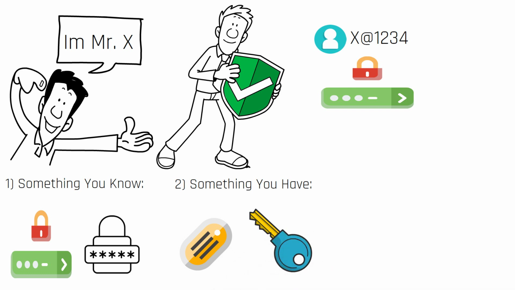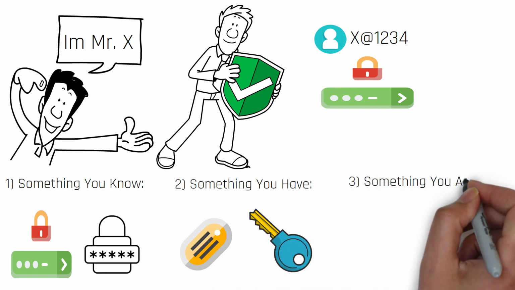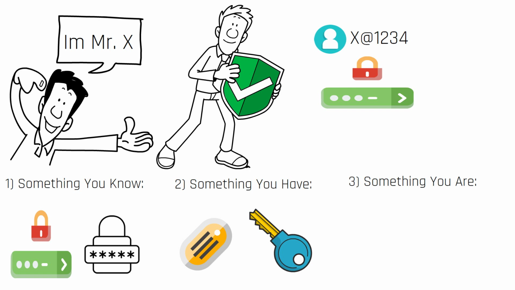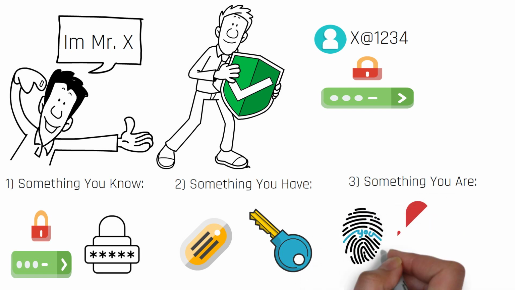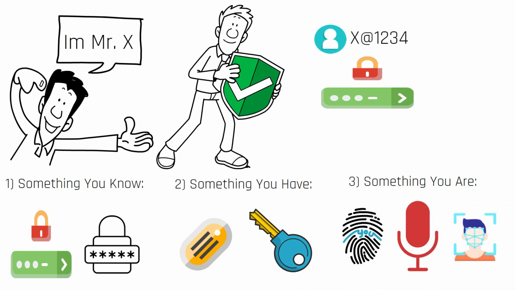The third one is something you are. Example, the biometric features like fingerprint, voice, facial recognition. You know, every individual has a unique fingerprint, so you don't need to possess anything to prove that you are authentic. You are the proof.